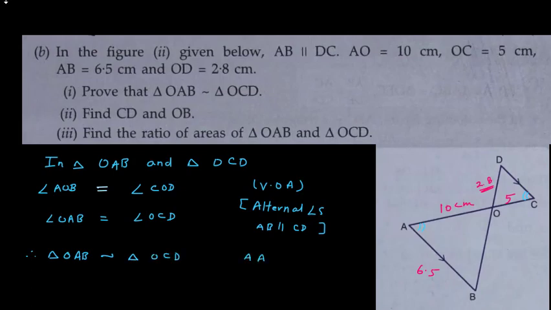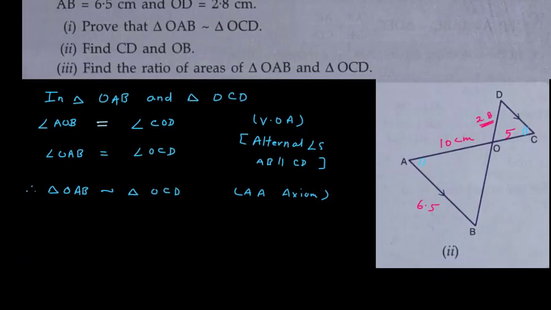Here it is, angle axiom. Okay, so first part we have the proof. Now as the triangles are similar, we can say that OA upon OC will be equal to AB upon CD, which will be equal to OB upon OD.